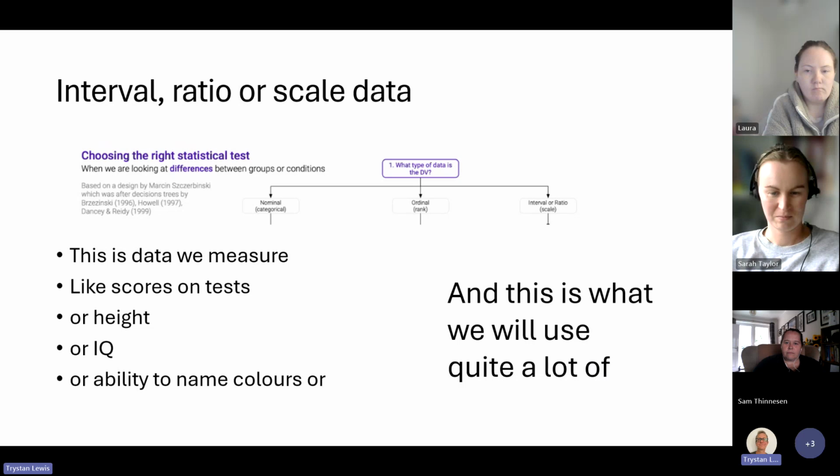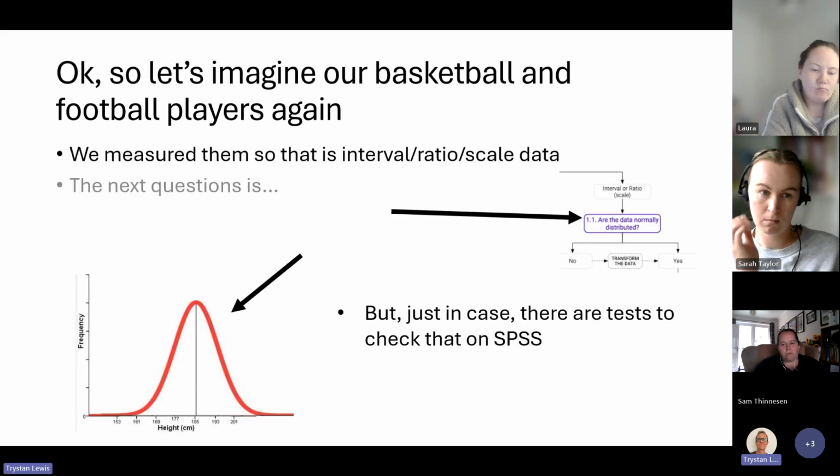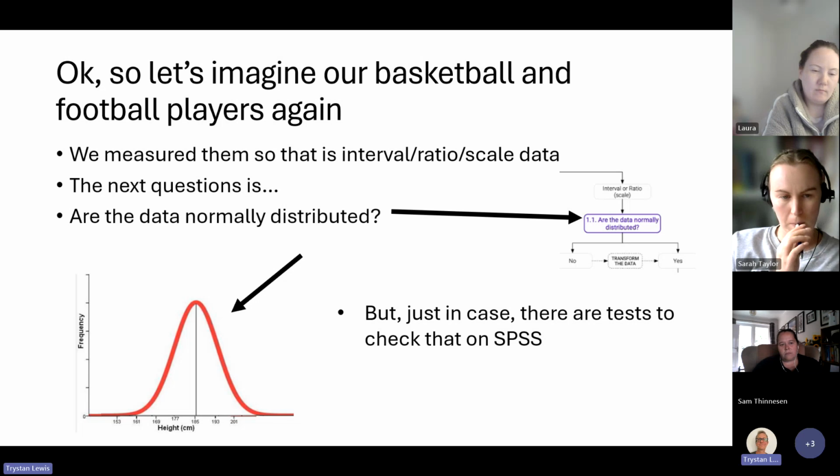So we're going to use quite a lot of the interval / scale / ratio data, because that's measurements and that's what we do, probably. So let's imagine our basketball players and our football players again. We measured them, so that's interval ratio data. The next question is, are they normally distributed? That was the next question in the decision tree.